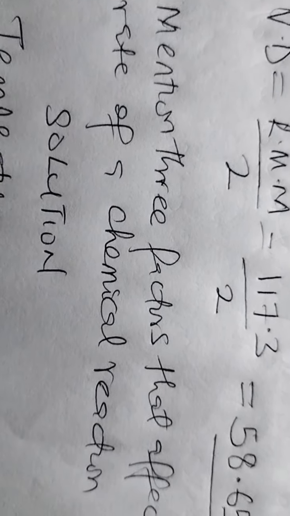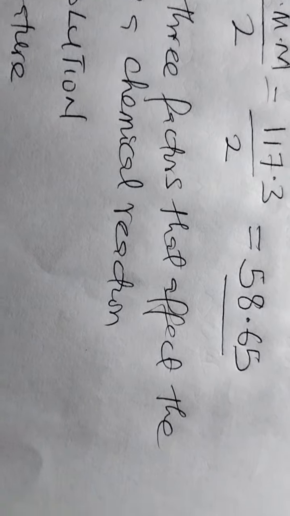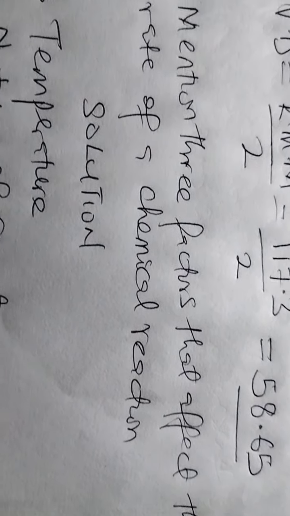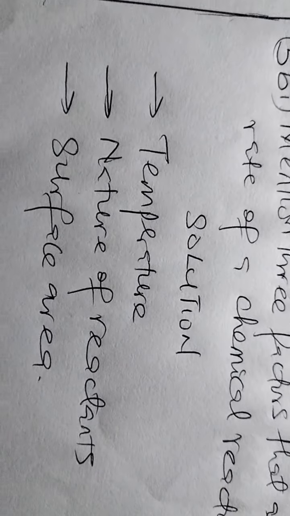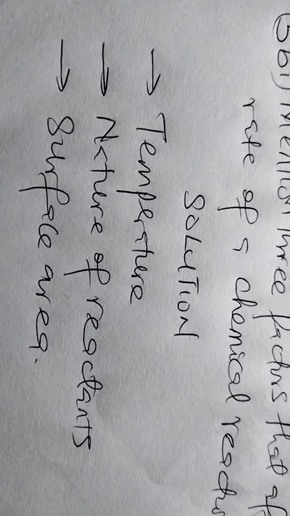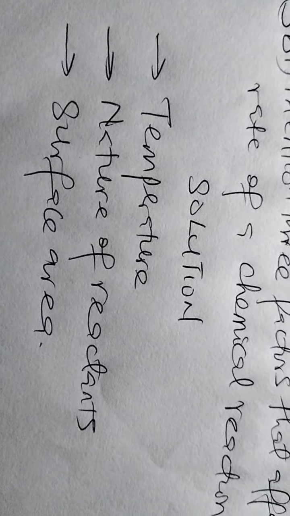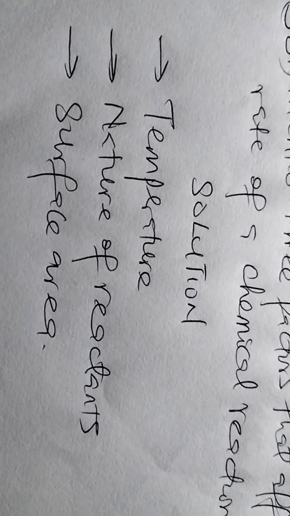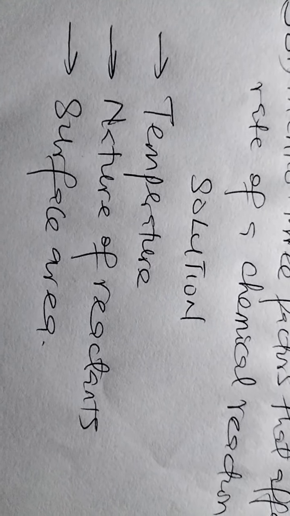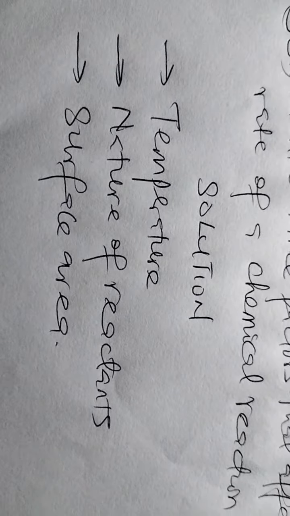5BI says mention 3 factors that affect the rate of a chemical reaction. Solution: temperature, nature of reactants, surface area. Some can still mention concentration, pressure. Some can still mention light. Some can still mention the presence of a catalyst.